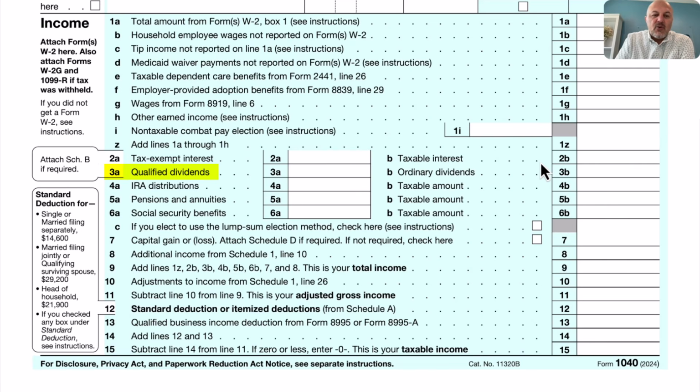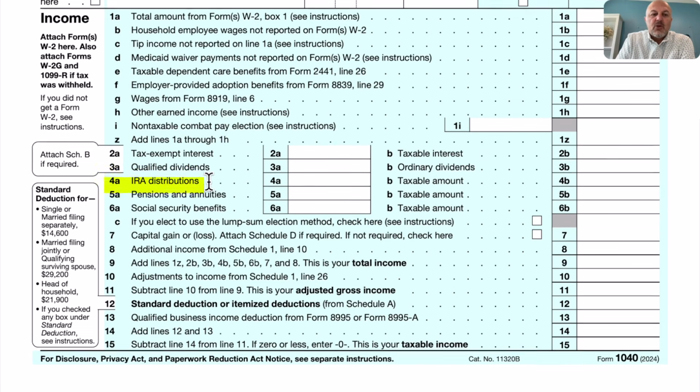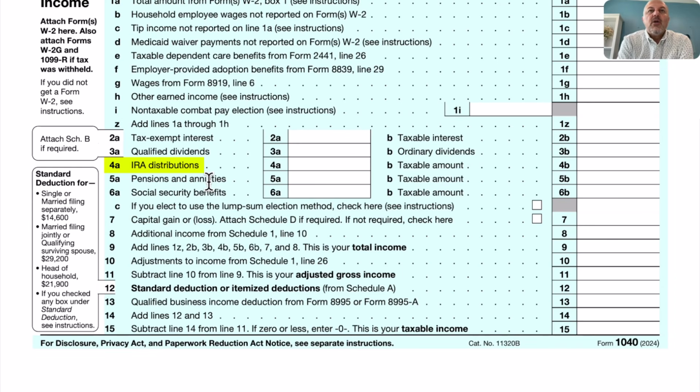The next category of income is going to be IRA distributions. So IRA distributions are reported on Form 1099-R. The sum of all of your IRA distributions is reported on this line. So even if you have multiple IRA distributions, you're going to take the sum of all those IRA distributions and put the total amount here.